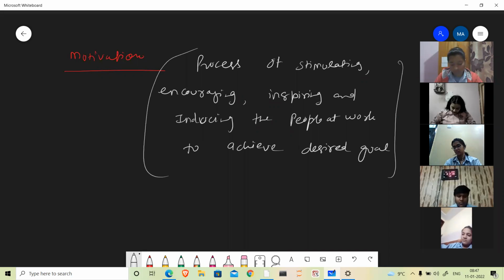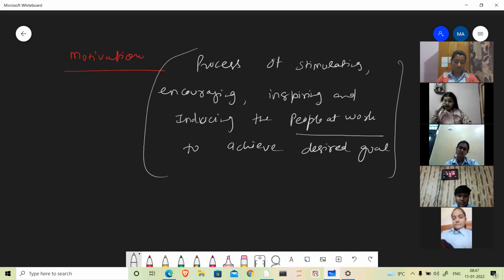Now, here I have written people at work, which means the manpower of the organization, the workforce of the organization, irrespective of their level, whether they are working at the lower level, middle level, top level, everyone, whether they are workers, everyone wants this motivation, without which they will not be giving their 100%. Motivation is a force which is not only required at the workplace, it is a universal force. It is required everywhere in this world.